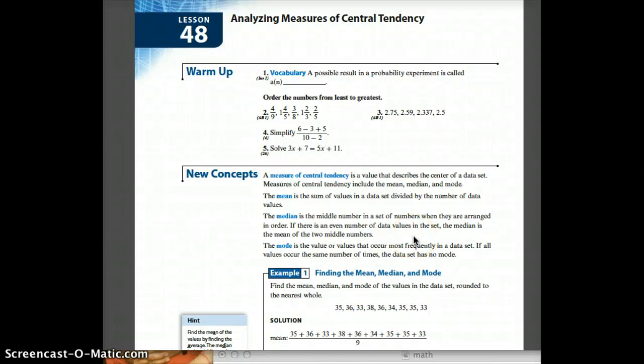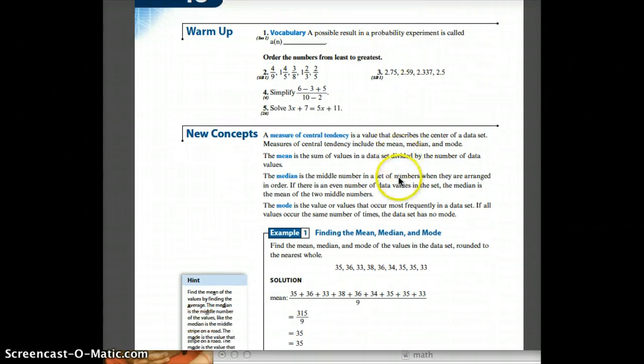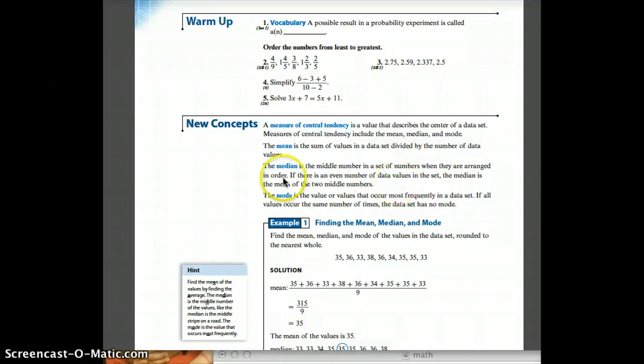Okay, algebra students, this is the last lesson before you have to do the reteaching or the review. And this is something you've definitely seen before. This is analyzing measures of central tendency. And what that means, central tendency is mean, median, mode. What does that look like?